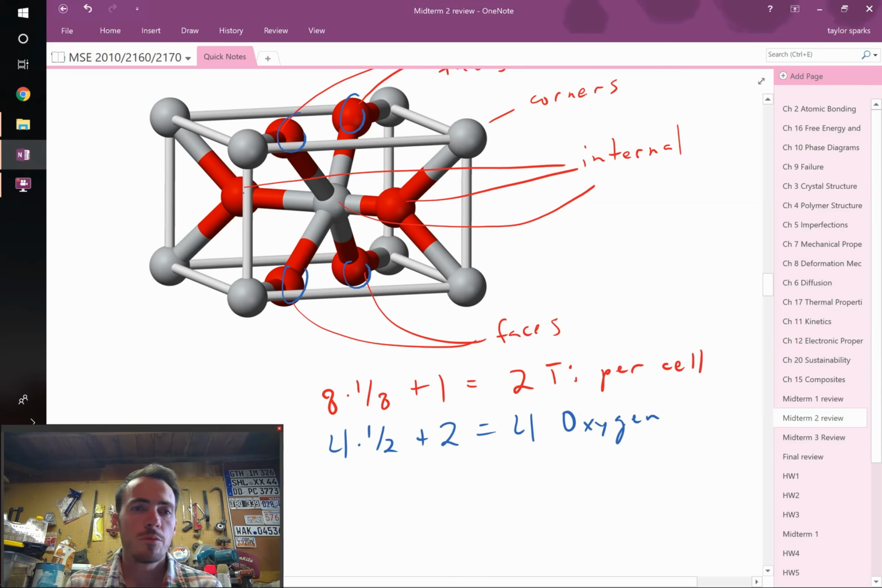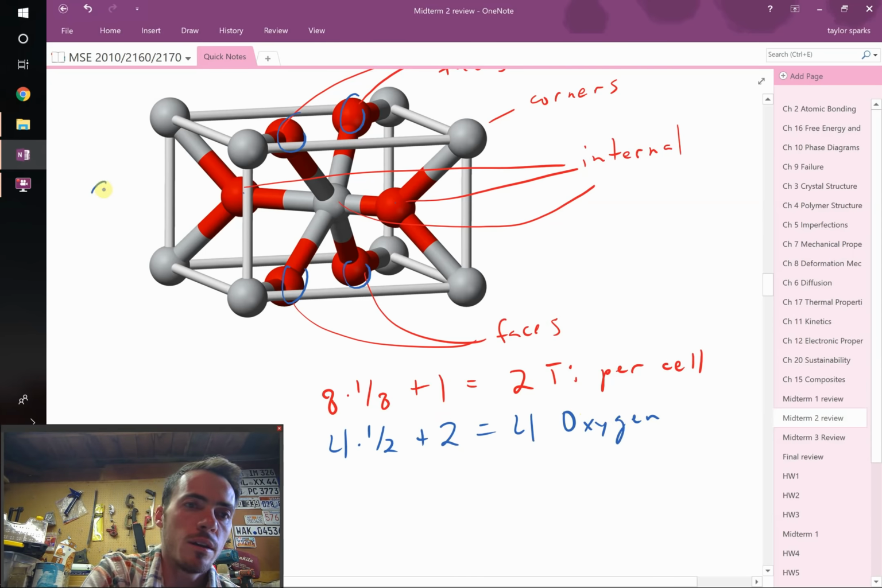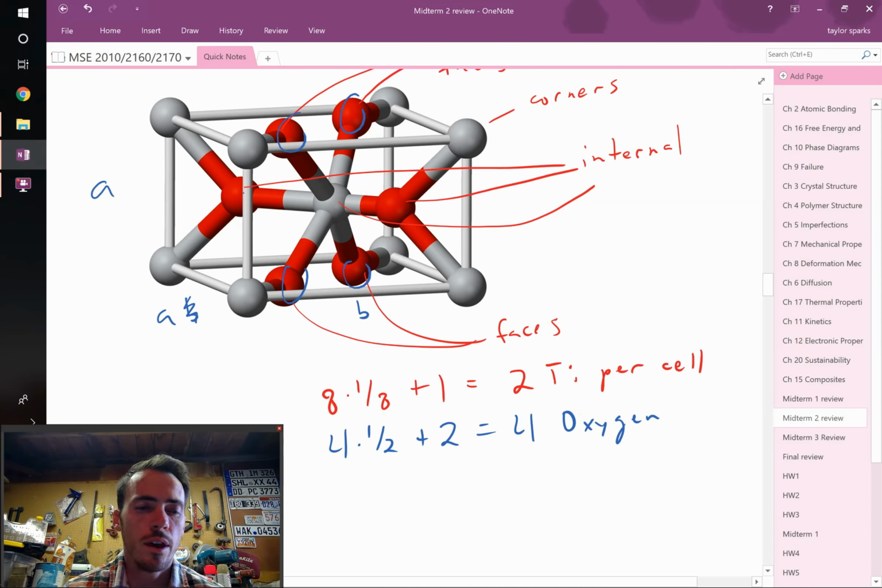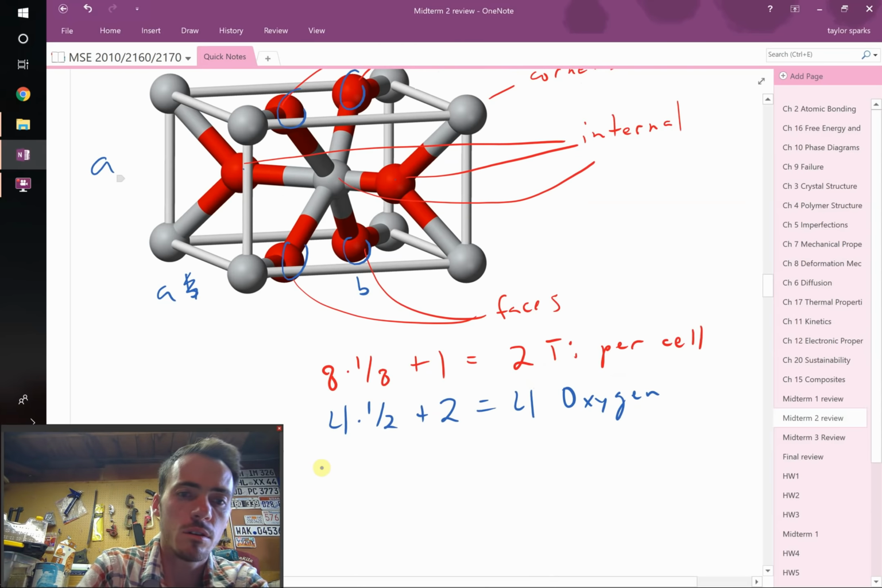On this problem, I would give you A, and I would give you B. Sorry, that's A, and this is B. So you know A and B, so you can figure out the volume of this unit cell. It's just going to be A times A times B. So the volume of the unit cell equals A squared B.